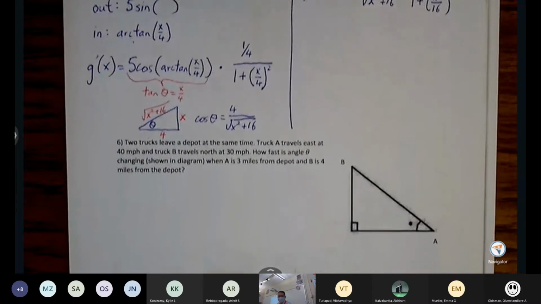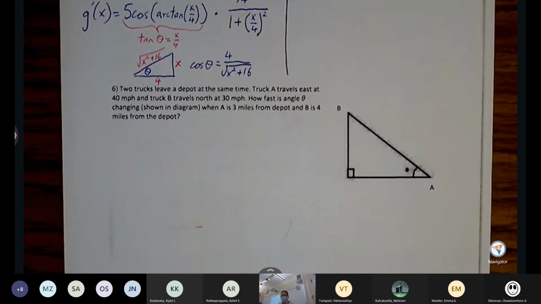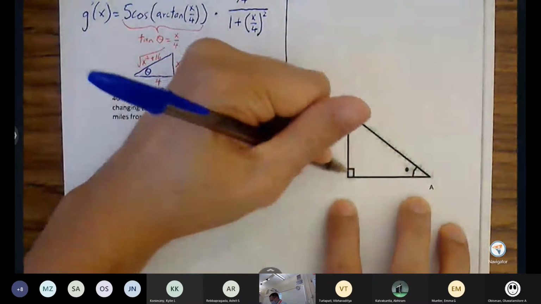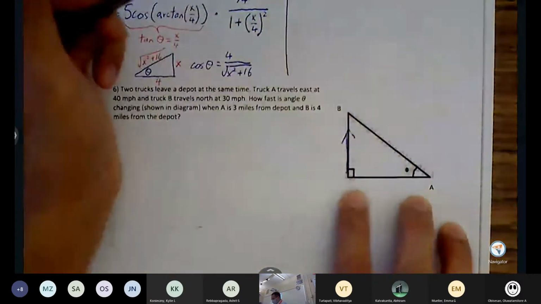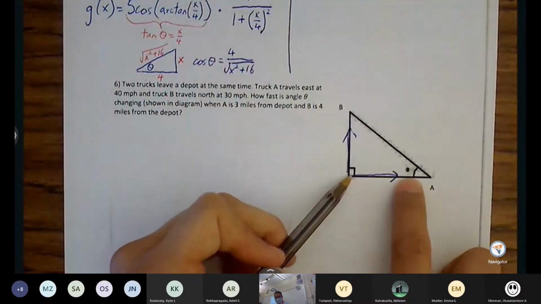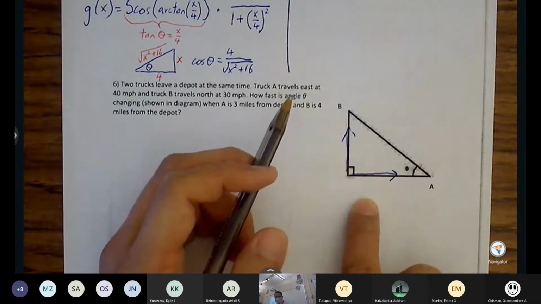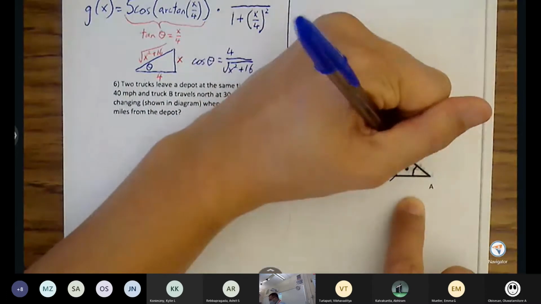Number 6. Okay, 2 trucks leave a depot at the same time. Truck A travels east 40 miles per hour. Truck B travels north 30 miles per hour. How fast is the angle theta changing when A is 3 miles from the depot and B is 4 miles from the depot? So here's the direction of movement here. Truck A and truck B are going away from each other, away from the same starting point. Here's our theta.